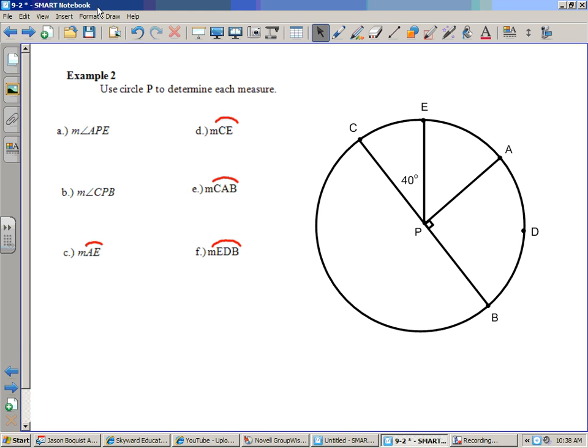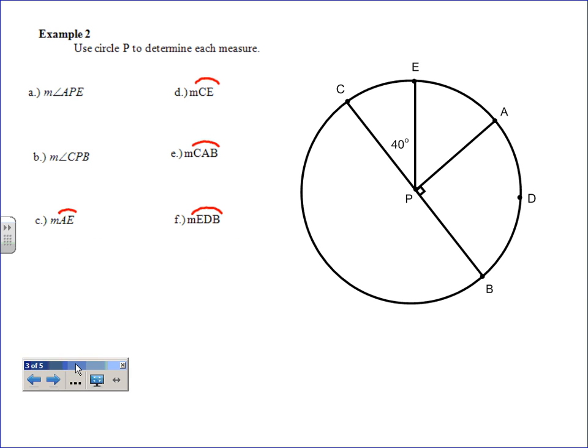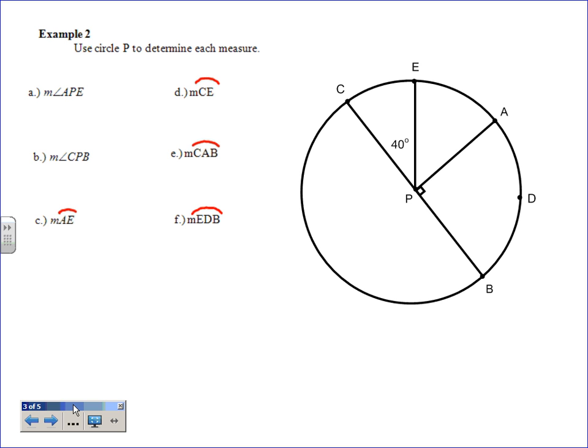Let's see how you did. Hopefully you noticed that the word arc length or length does not show up on any of these 6 problems. Nowhere in the directions does it ask you to find it. And so basically these are all just asking angles. Even though the notation looks like it's asking you to find the arc length, it really is not.